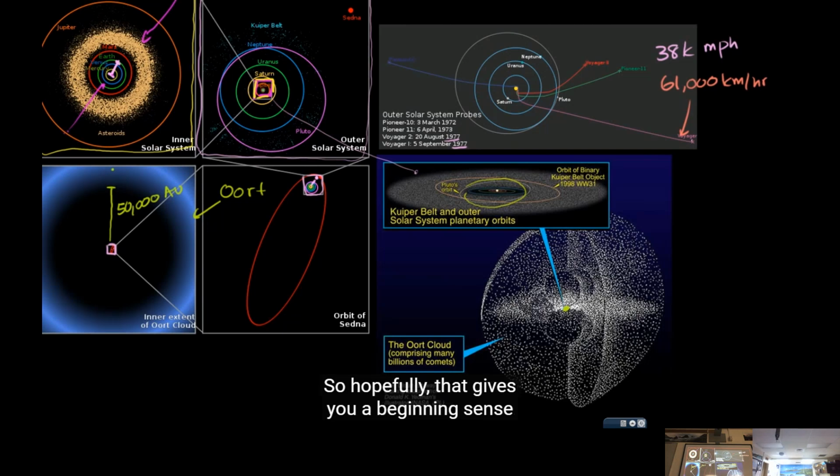So hopefully that gives you a beginning sense of the scale of the solar system. And what's really going to blow your mind, if this hasn't blown your mind already, is that this whole thing is going to start looking like a speck when you even just look at the local area around our galaxy, much less the galaxy as a whole, much less the universe as a whole. Anyway, this is starting to get crazy.